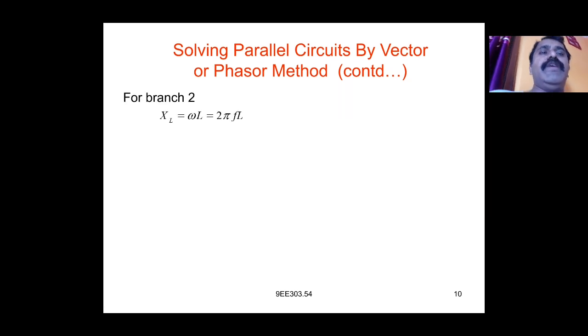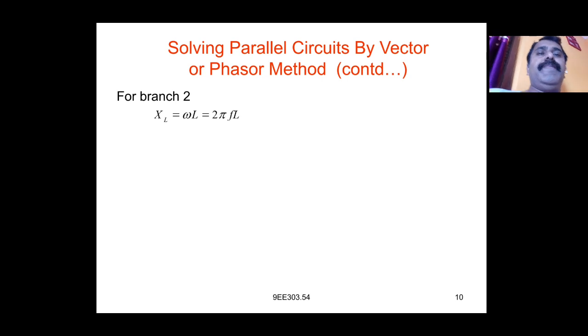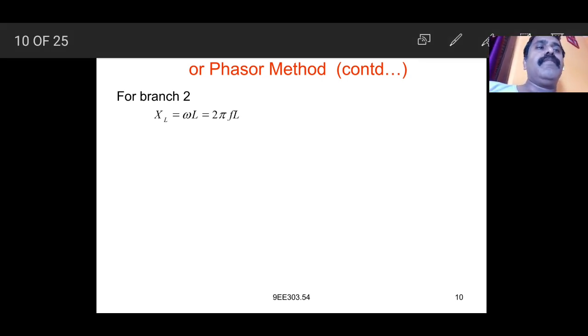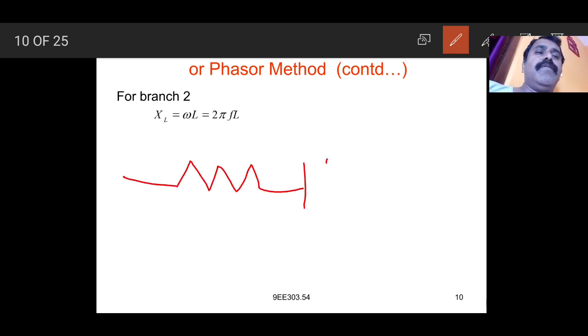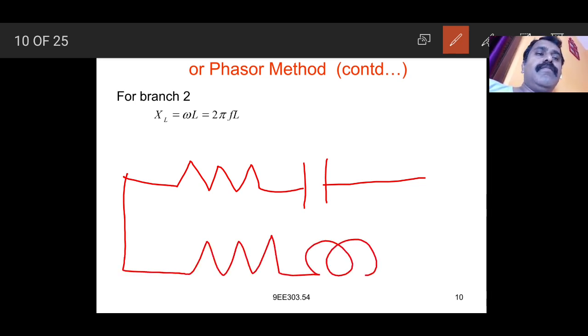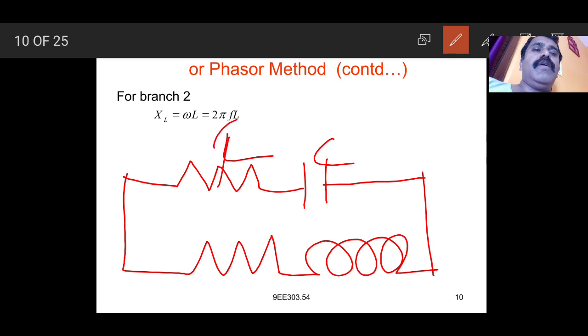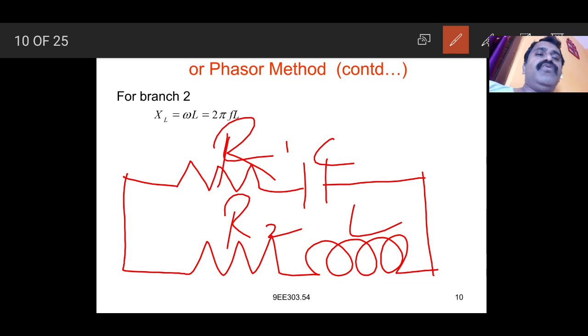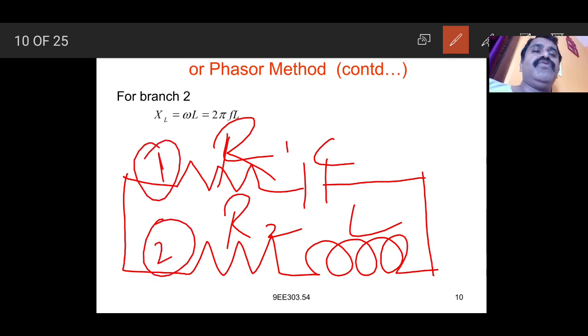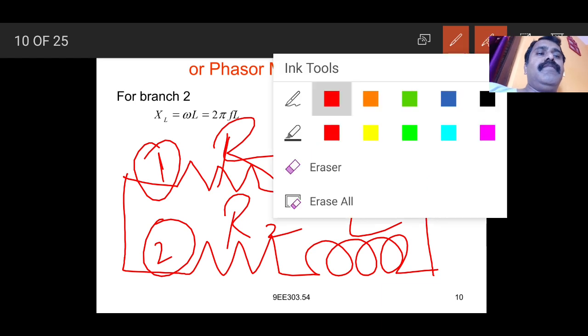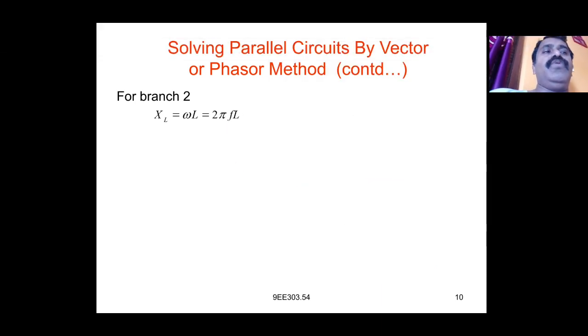For branch 2, here inductance is connected. Branch 1 was connected with the capacitance, and branch 2 is connected with the inductance. So it is R2 and L. XL is equal to 2 pi FL.